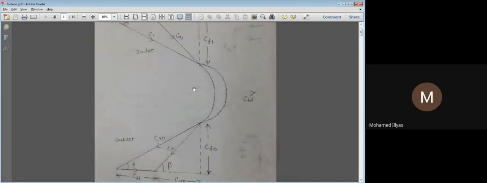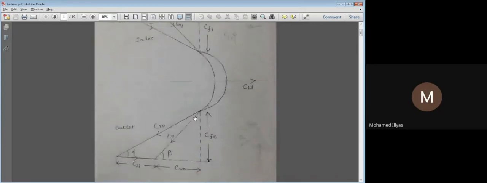Once you finish this, I can come to this outlet triangle. After completing this part, for the outlet triangle, in the same way whatever you put in the inlet, we have to put O, which refers to outlet.